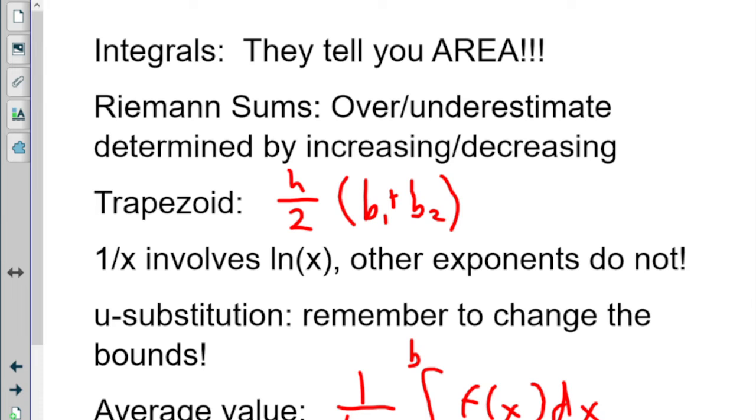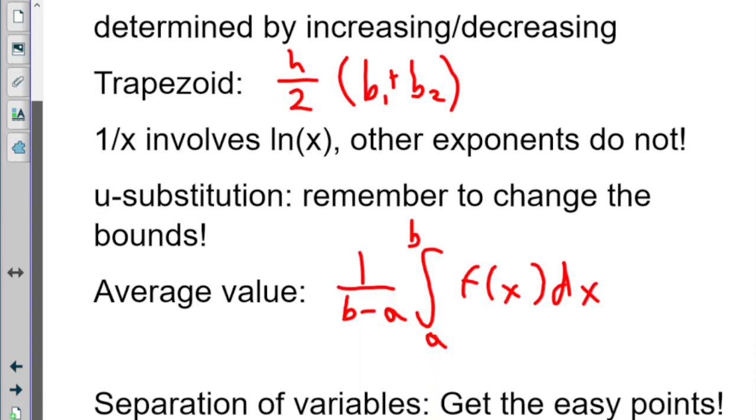You want to switch, now that you're in terms of u, the bounds should be in terms of u as well. Plug in for x, figure out what u should be. Those are your new bounds.